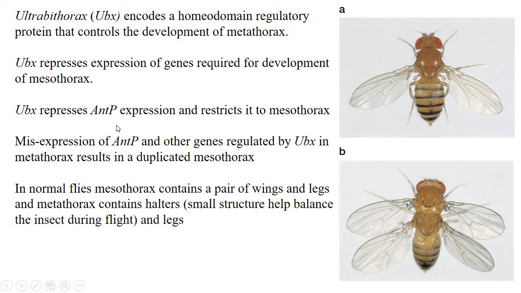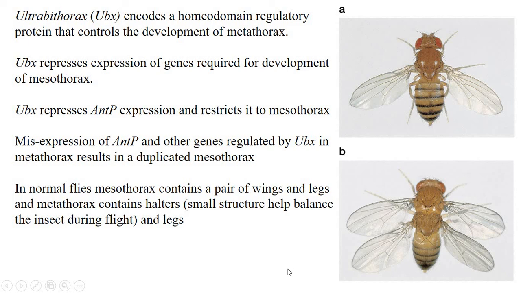This Ultrabithorax also represses Antennapedia expression, and it restricts this expression to the mesothorax. So that way they can have the wings formation and legs formation there. If there is a misexpression of these Antennapedia genes and other genes regulated by Ultrabithorax, then the metathorax results in a duplicated mesothorax. So instead of a metathorax, there are two mesothoraces here, and they both have their own set of wings there.